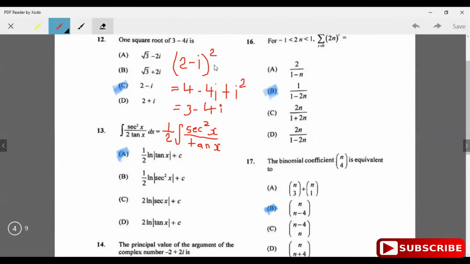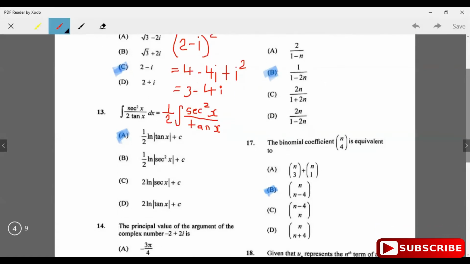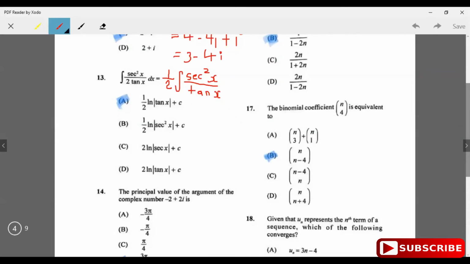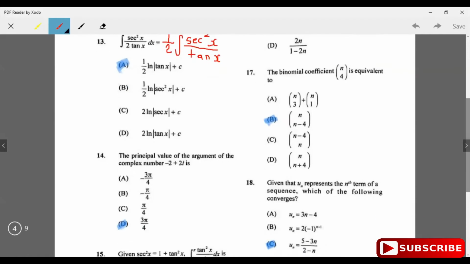Easy question. So far, everything is repeat questions from previous papers. Everything so far, which is very good.